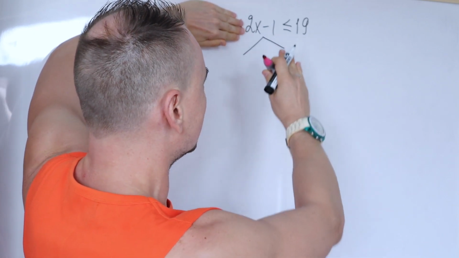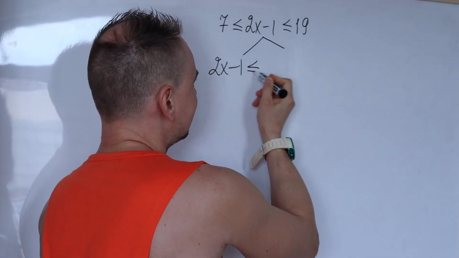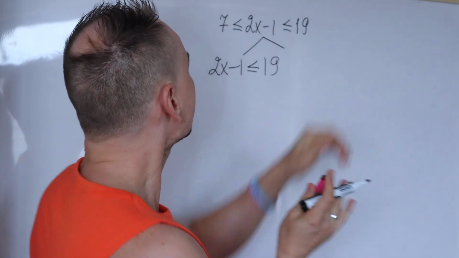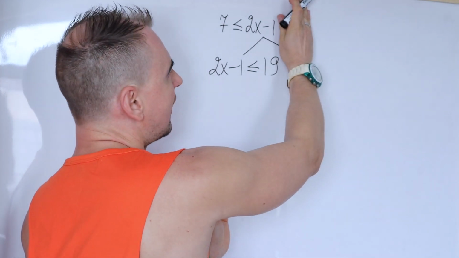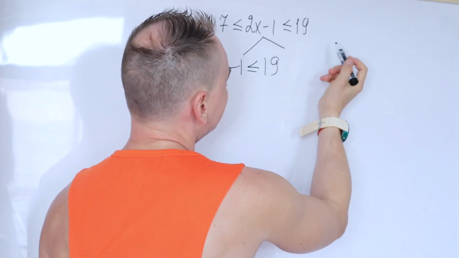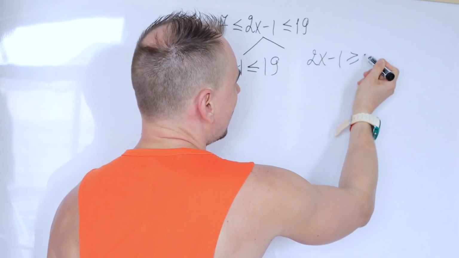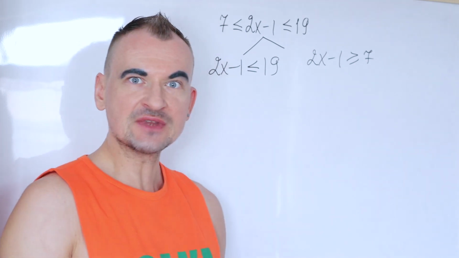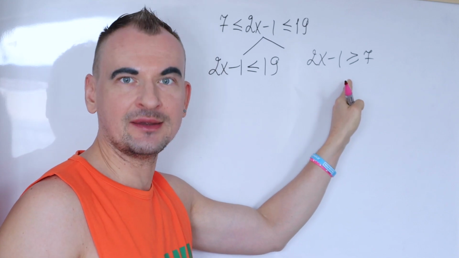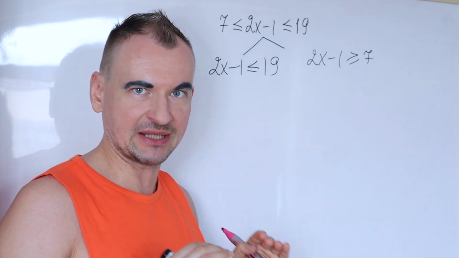So your first inequality would be 2x minus 1 less than or equal to 19 if I just remove this part. And now if I hide this right part, the second inequality is 2x minus 1 greater than or equal to 7. Now we broke it up into two separate linear inequalities, and all you need to do is solve them out separately down below.